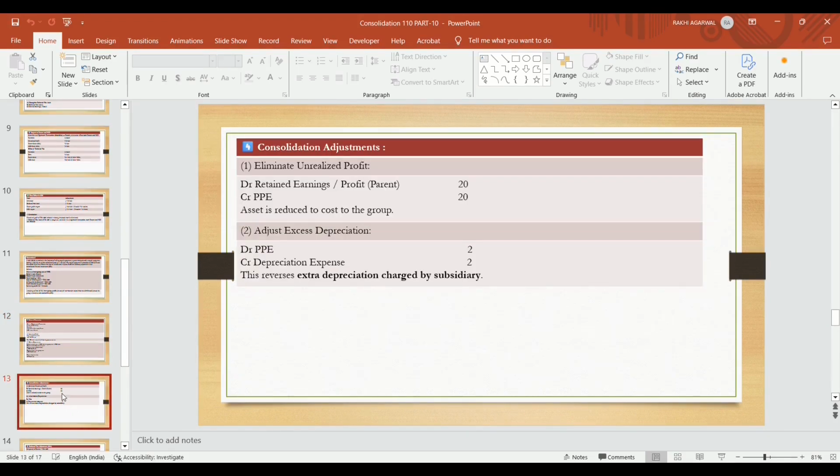Unrealized profit: retained earnings account debit 20 lakhs, that is from the parent's books, to PPE 20 lakhs. Adjust excess depreciation: PPE account debit 2 lakhs to depreciation expenses 2 lakhs. This is the reversal of extra depreciation charged by the subsidiary.